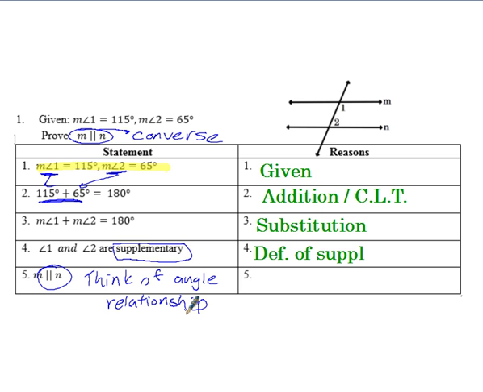So go back to the figure, and what's the relationship between these two angles? Well, those are consecutive interior angles. So I would use the consecutive interior converse. Anytime you're proving lines parallel, we are expecting you to write that word converse in there.